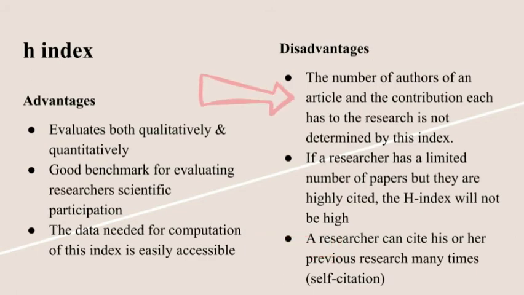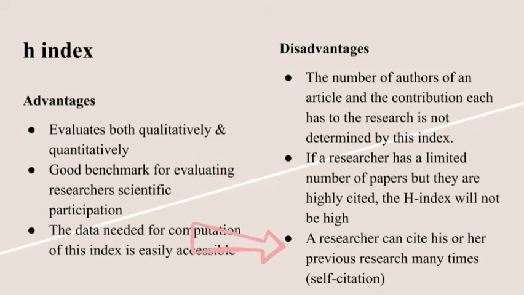Now we'll see the disadvantages. So the number of authors of an article and the contribution each has to research is not determined by this index. The second point, if a researcher has a limited number of papers but they are highly cited, the H index will not be high. So that is the major disadvantage of the H index.